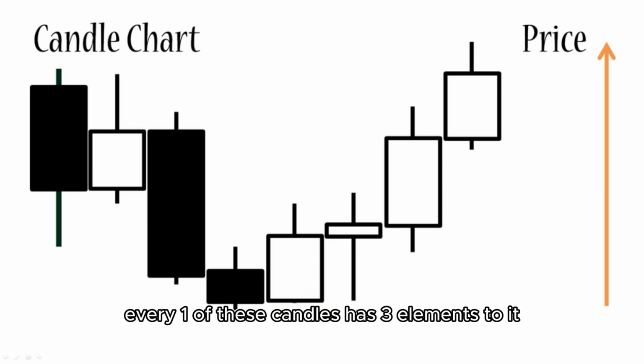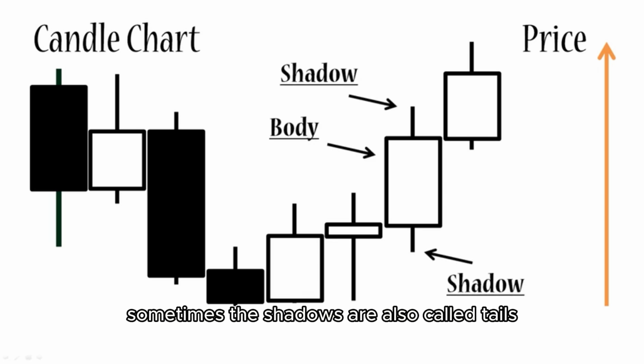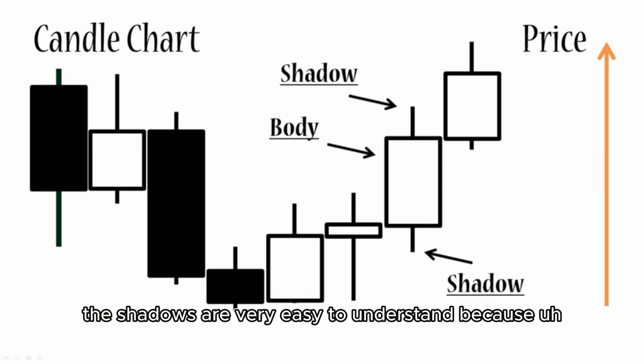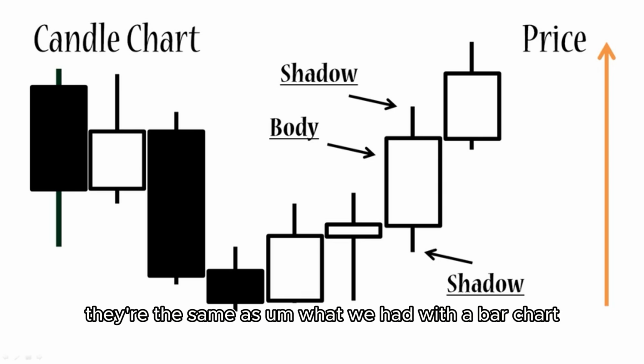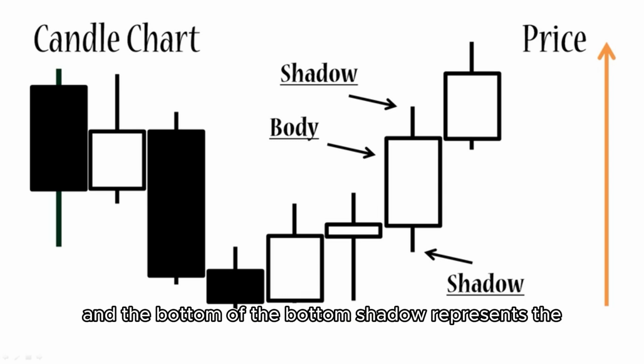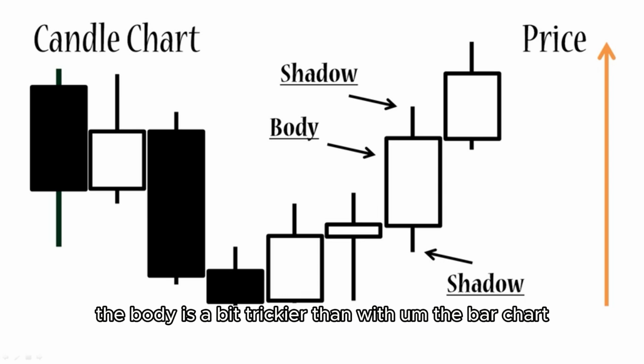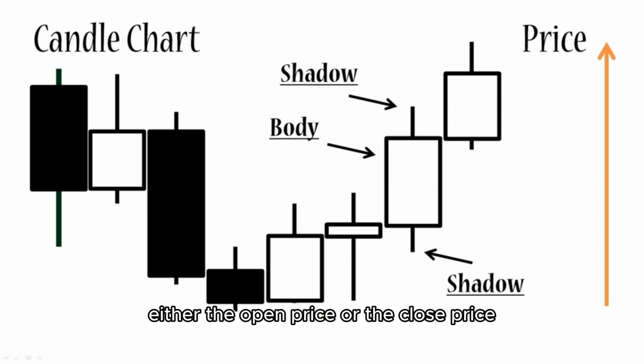Now every one of these candles has 3 elements to it. It's got a body and it's got 2 shadows. Sometimes the shadows are also called tails. The shadows are very easy to understand because they're the same as what we had with a bar chart. The top of the top shadow represents the maximum price or the high price, and the bottom of the bottom shadow represents the minimum price or the low price. The body is a bit trickier than with the bar chart. The bottom of the body can represent either the open price or the close price.